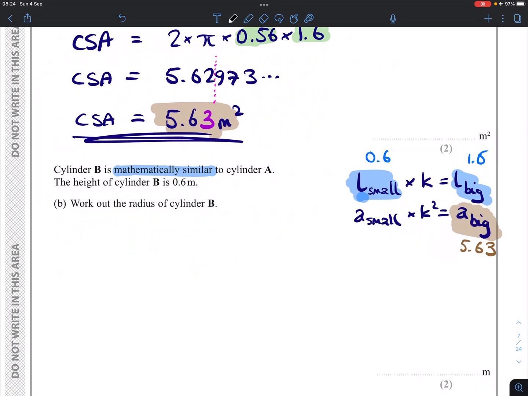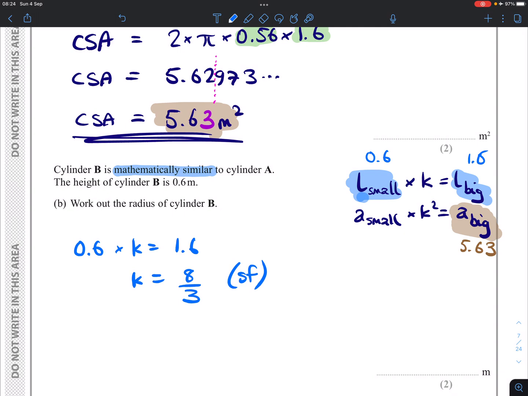So we're using that formula with the blue measurement so far. 0.6 times k is 1.6. That's going to give us a k value of, I always recommend use a calculator, so it's better to be safe than sorry, 1/3. So that's our scale factor. You could use SF instead of k if you feel more comfortable with that.